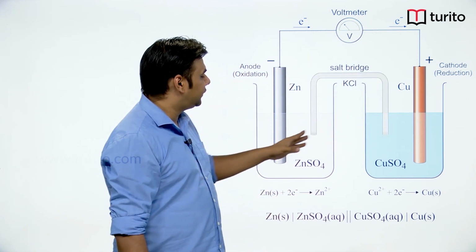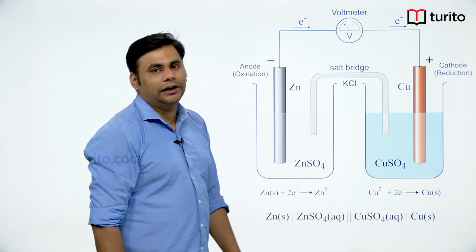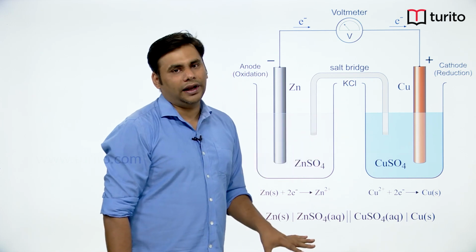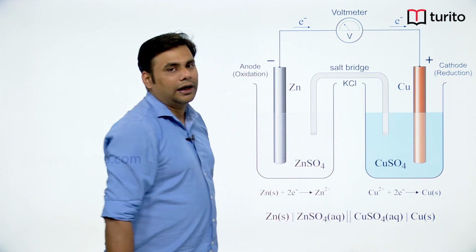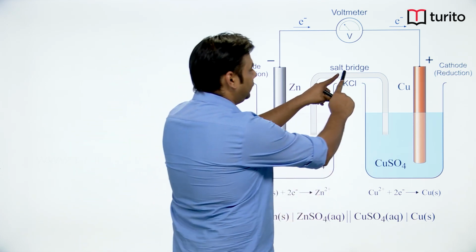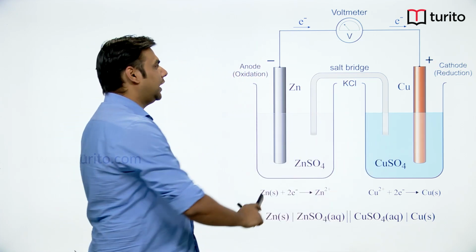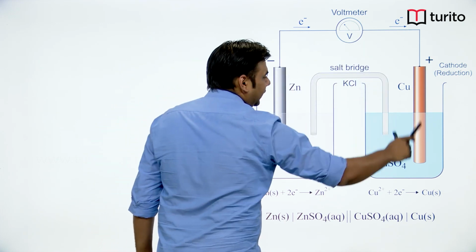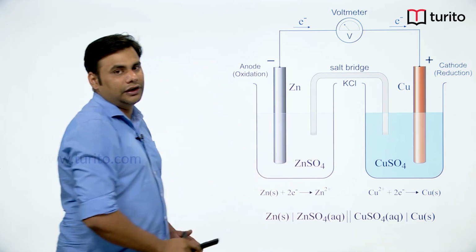Whenever there is an excess charge developing, the ions from the salt bridge will keep on migrating towards the respective solution to neutralize them. So this is how the internal flow of current happens. The internal flow of current is just due to the movement of ions from the salt bridge into the solution. That is how the entire circuit is complete. Hope this is clear to you.